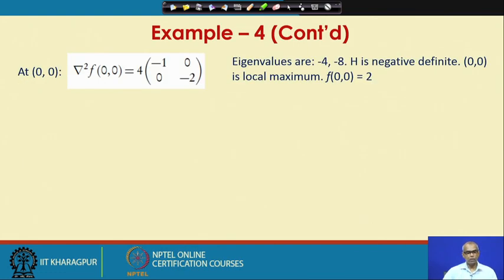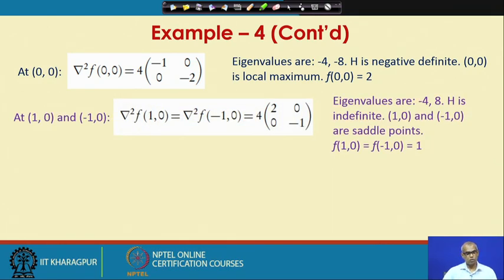So, let us start with point 0 0. The eigenvalues of the Hessian matrix evaluated at point 0 0 are minus 4 and minus 8. So, the Hessian matrix is negative definite. So, 0 0 is a local maximum. The function value at 0 0 will be 2.